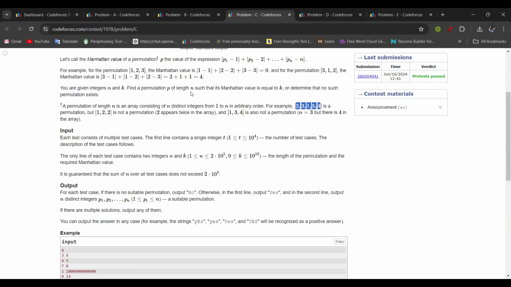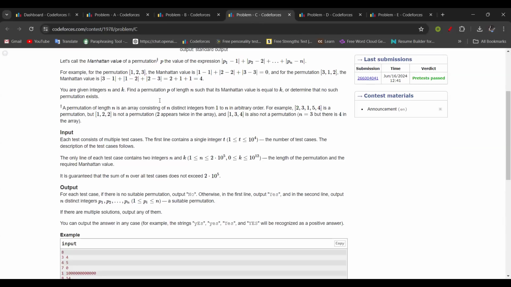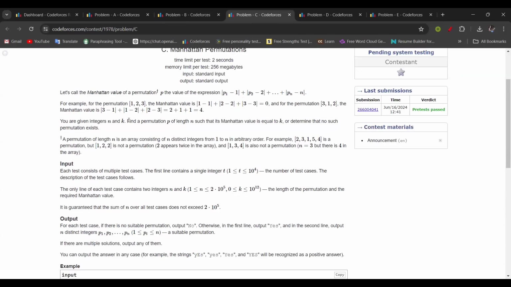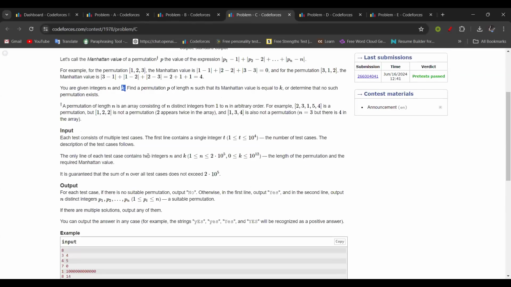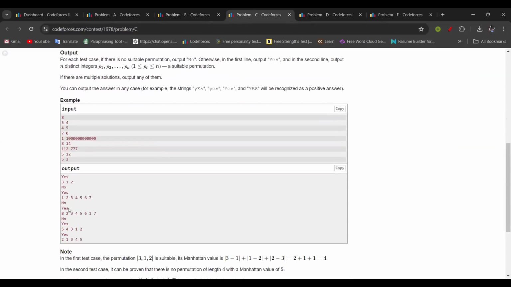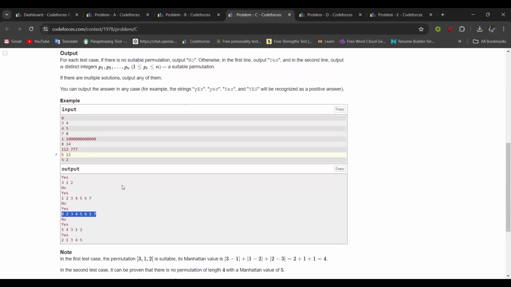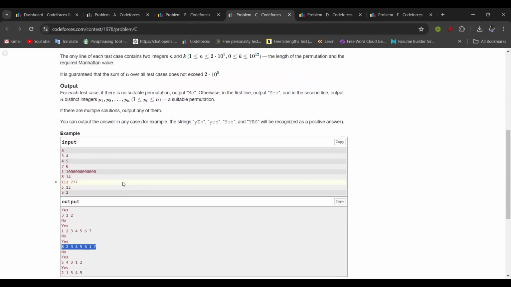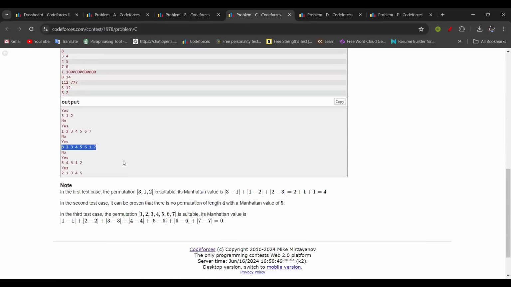Okay. Now we are given as input the integers n and k. We have to answer a permutation of length n such that the Manhattan value of that permutation is k. That's what we have to find out. And if it is not possible, then we would just print no in that case. And if it is possible, we would print yes and then also print the permutation through which we can obtain a value k. Okay, so now let's see how we can do that.